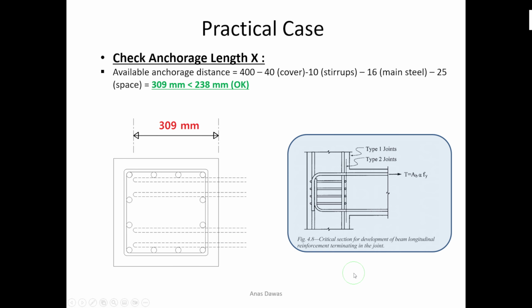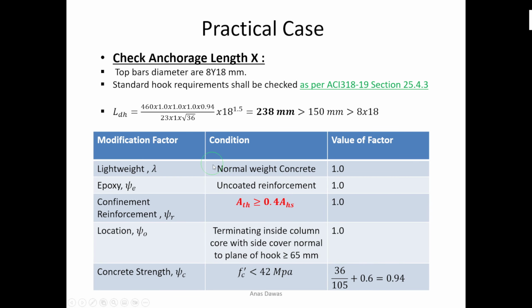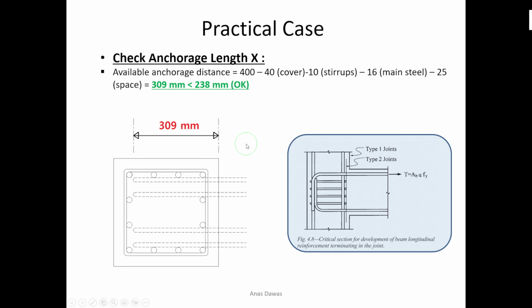So now, before checking the conditions, we have to calculate how much distance is available to develop the bars. The supporting column width is equal to 400 millimeter. Remove the cover. We have a cover here, and also we have stirrups, 10 millimeter stirrups. Remove also the diameter of the main bars, and definitely you need a minimum space of 25 millimeter to avoid concrete segregation.